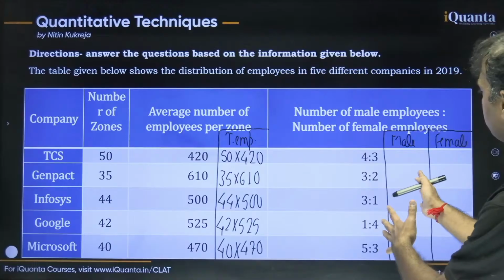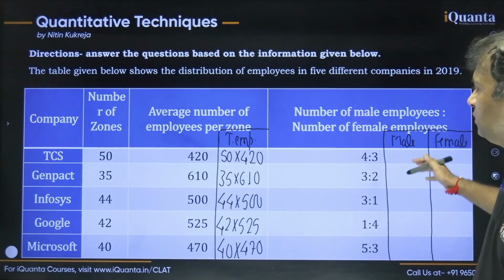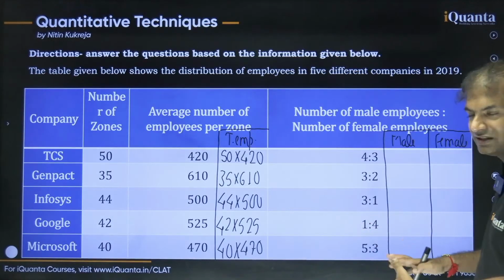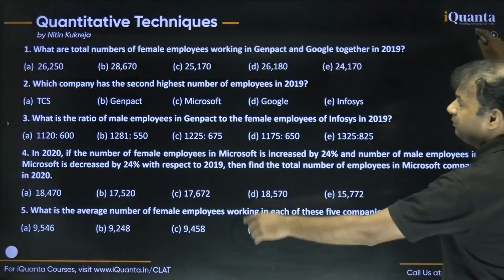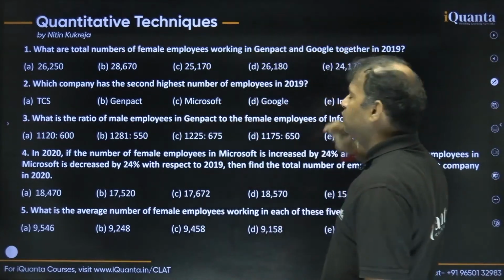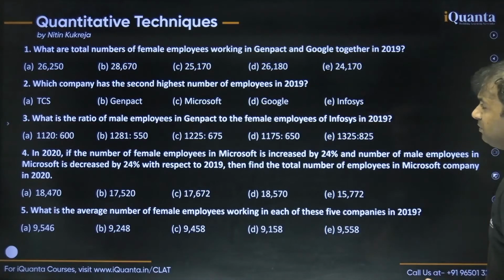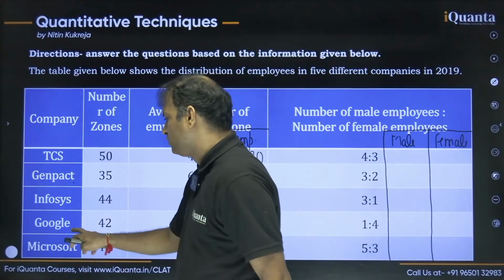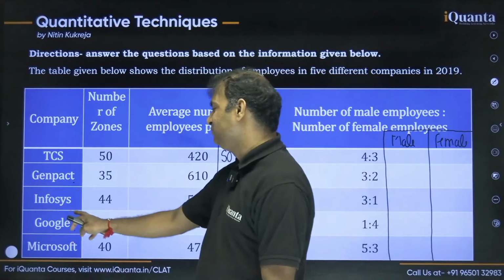Now, with the help of the ratio, we can try to think about the number of male and female employees as well. That I'll not do completely, guys. I want you to do some work. I'll do only for the companies which are required in question number 1. So in question 1, only Genpact and Google are required. So let's work only with Genpact right now and with Google, okay? The remaining I want you to do.